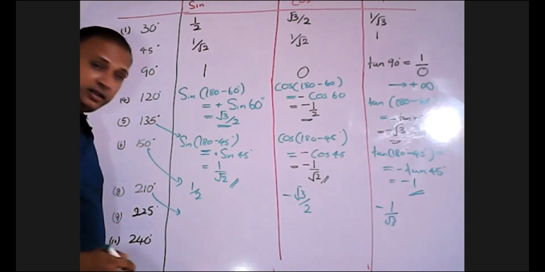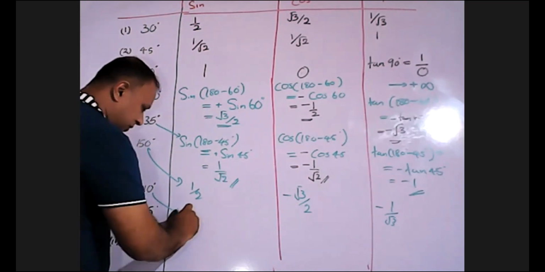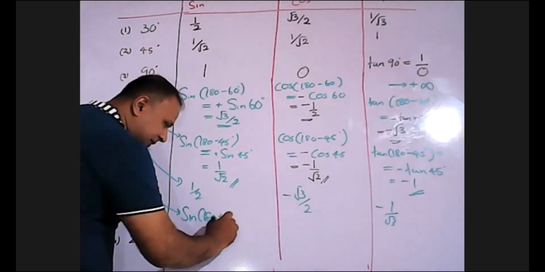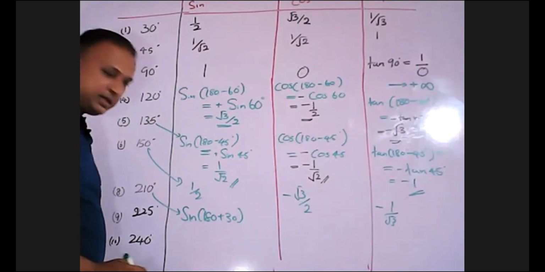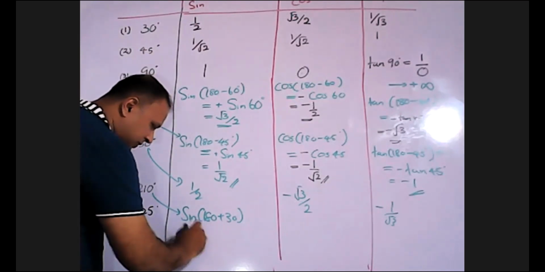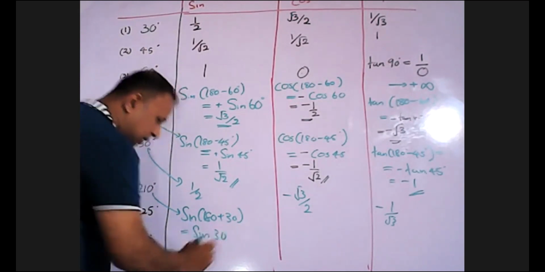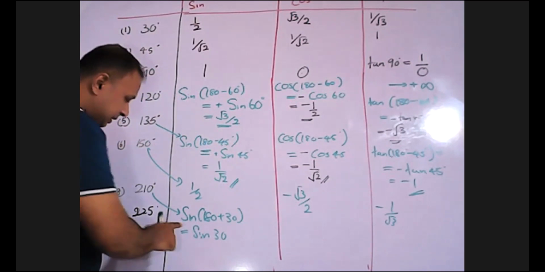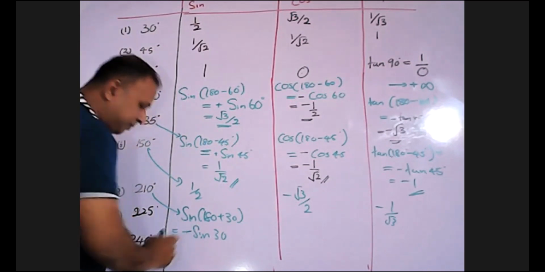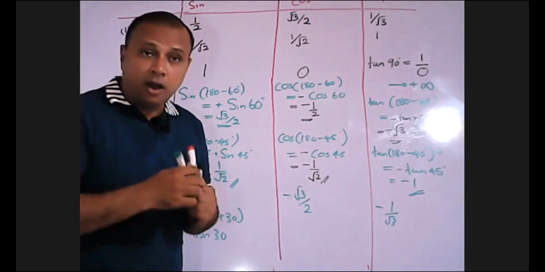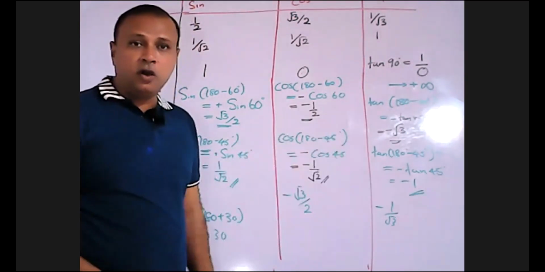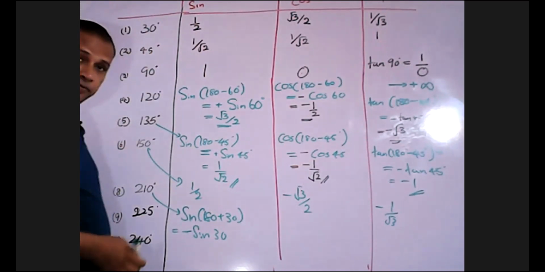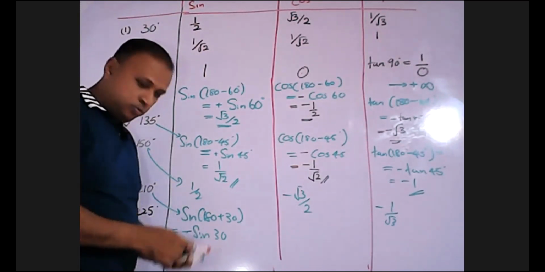Okay, I will do one thing. 210. 210 can be written as 180 plus 30. Therefore, this is equal to sine 30. 210 belongs to the third quadrant. Third quadrant means this value should be a minus value. Because in the third quadrant, only the tan values are positive. All the others are negative. Therefore, sine values are negative.